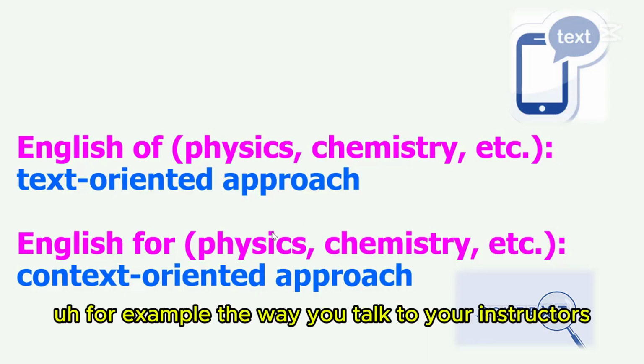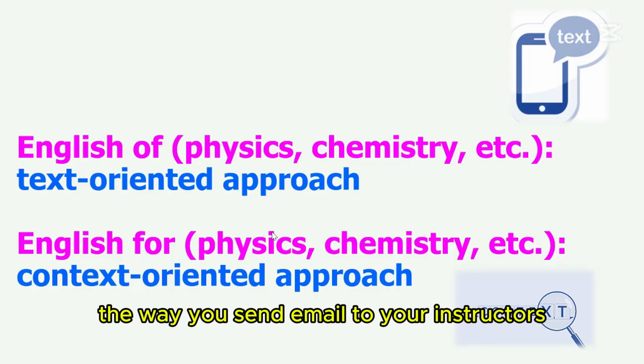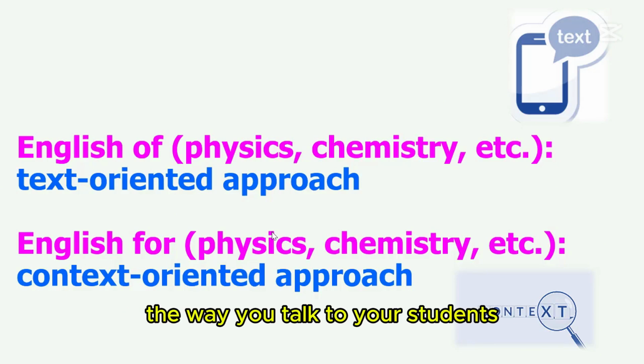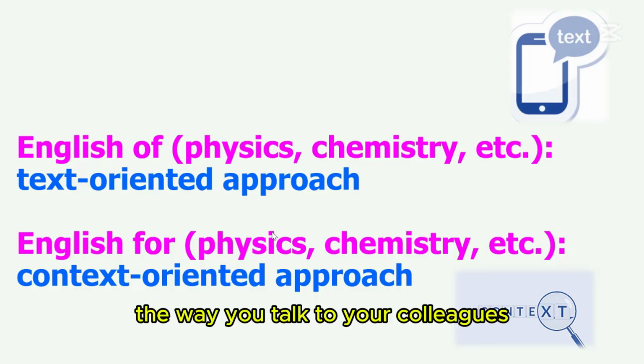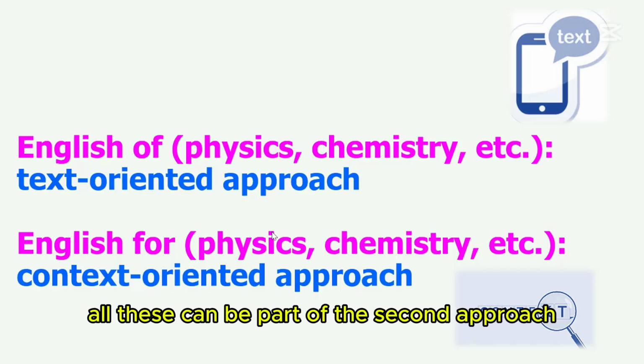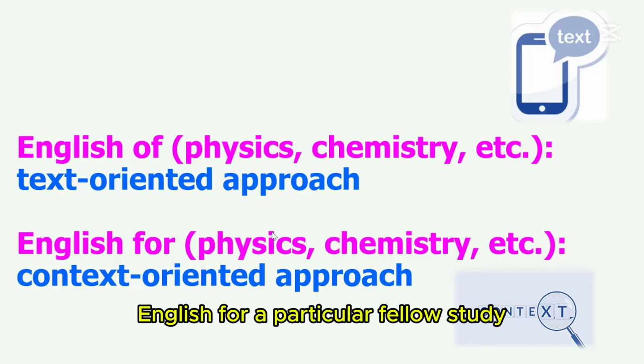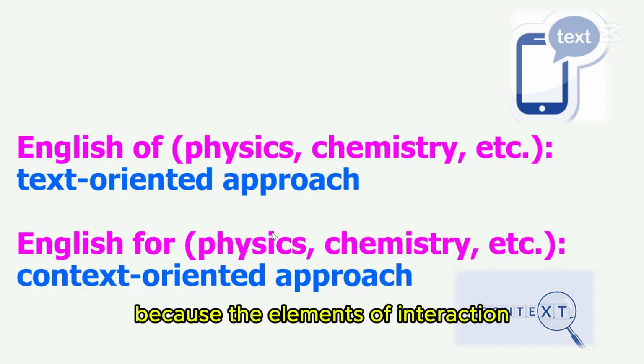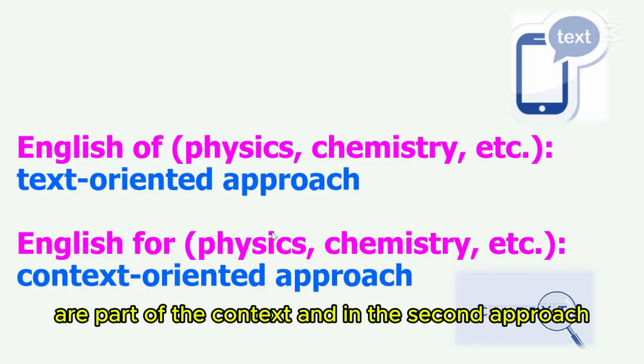For example, the way you talk to your instructors, the way you send email to your instructors, the way you talk to your students, the way you talk to your colleagues, all these can be part of the second approach, English for a particular field of study, because the elements of interaction are part of the context.